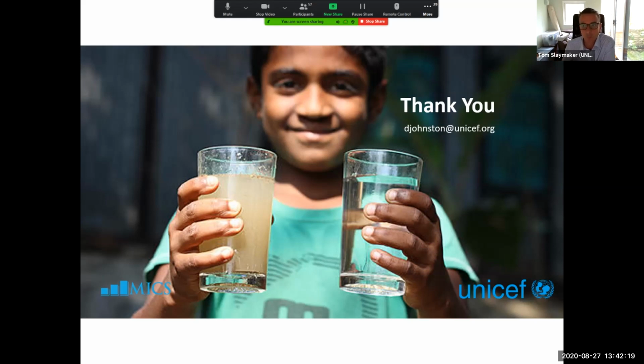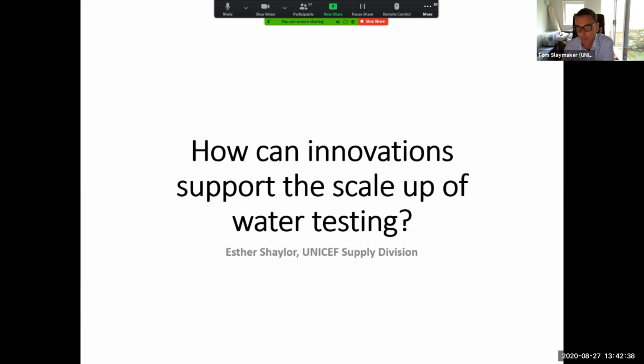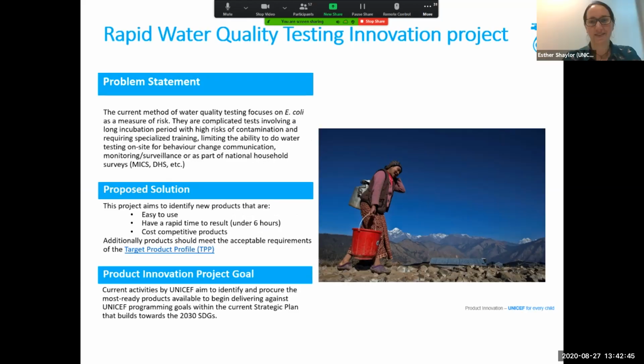One of the big challenges with water quality testing, or the big barriers to water quality testing, has been the cost of equipment and the amount of time it takes to get results. And that's something that we've been working with colleagues at UNICEF Supply Division on. And Esther Shaler is now going to give us a brief overview of some of that work on innovations to support the scale up of water quality testing. Esther, over to you. Awesome, thanks very much.